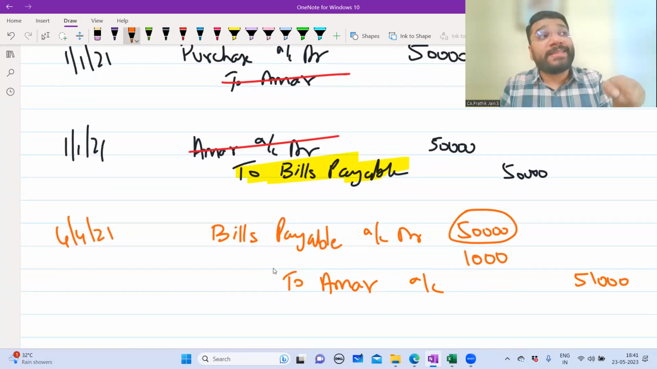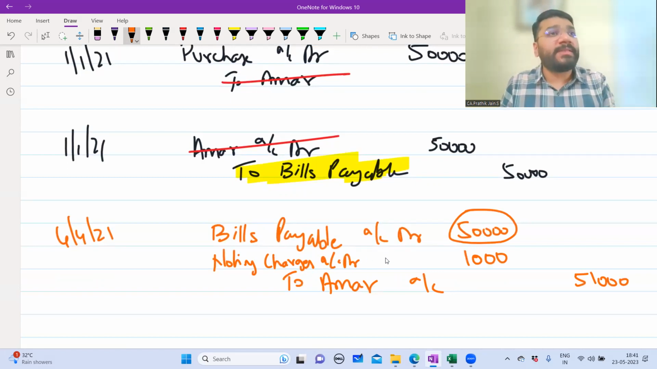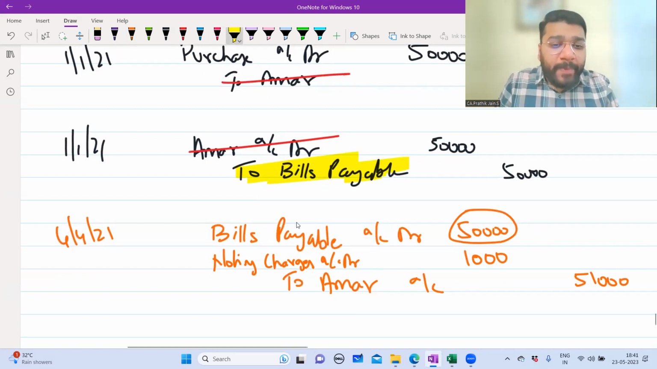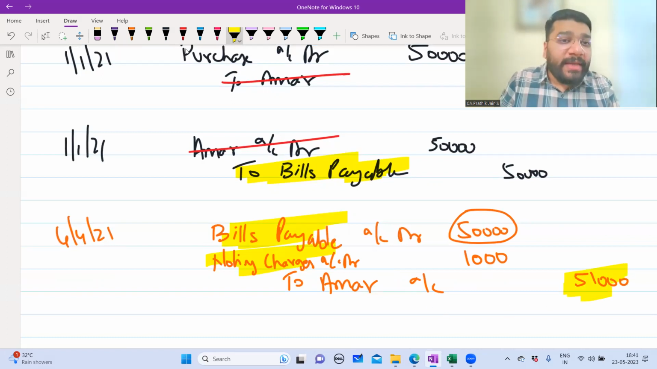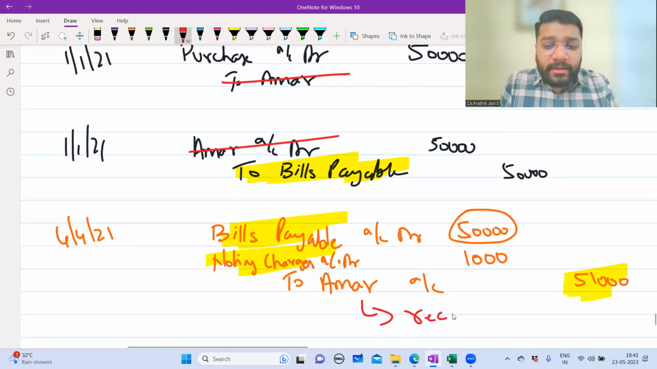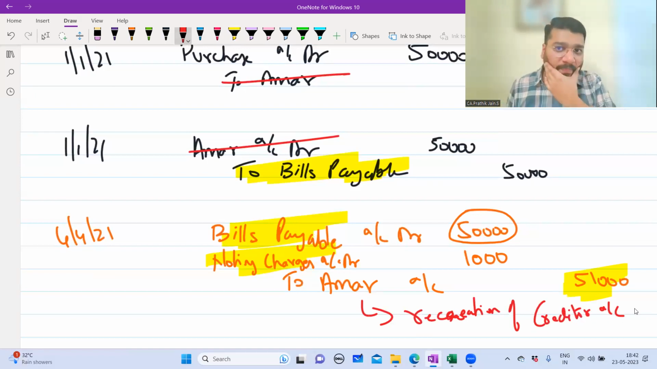So who will bear the noting charges? Bhaskar. So noting charges account debit. The person who is bearing the expenses, in his accounts only the expense will be recorded. So bills payable account debit is basically the cancellation of the original bill. Noting charges you have debited because we have to record the expense in the book of Bhaskar. So 50,000 plus 1,000, total amount that we have to pay to Amar in future is 51,000. So we are recreating the creditor. So please make a note, this is a recreation of creditor account. That's all, people.